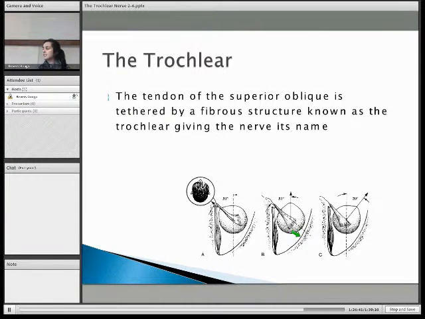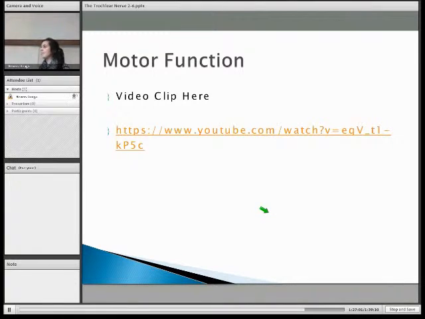So the tendon of the superior oblique is tethered by a fibrous structure known as the trochlea, and that's where the nerve gets its name from. So the trochlea is this little point here, and you can see that the superior oblique hooks round onto it, and that's what gives the muscle its unusual action. So you've just got a video that explains a bit more about the superior oblique function.